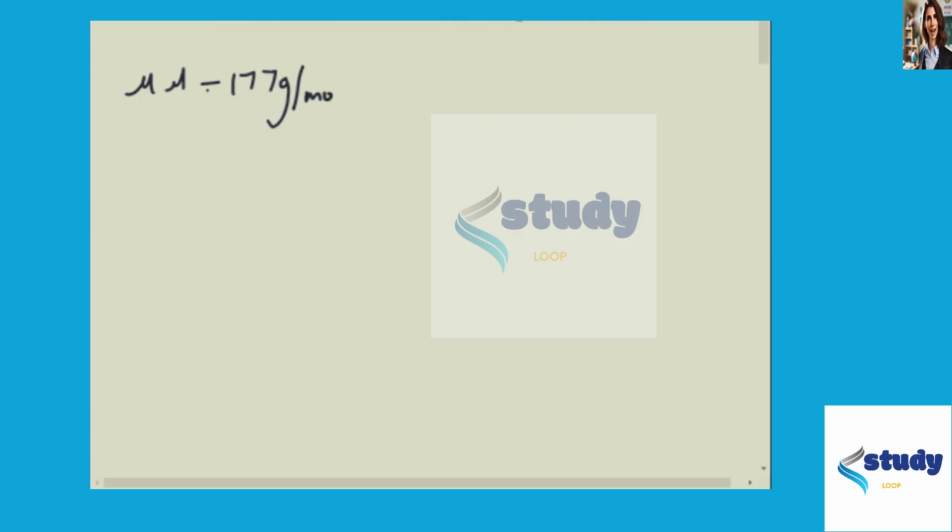So here we're given information that we have a compound with a molar mass of 177 grams per mole, and we're given that the amount of hydrogen is 8 times less than that of carbon. So the ratio of the mass of carbon in 1 mole to the mass of hydrogen in 1 mole of our compound of interest is equivalent to 8.